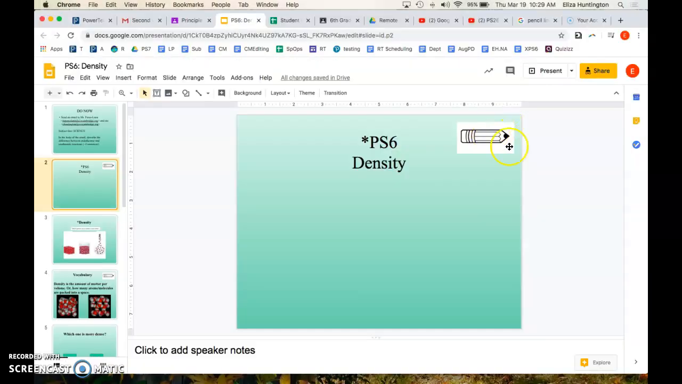Okay, today's lesson is PS6 density. Go ahead and write down this title. I lost my old pencil, so this is the new pencil we're using. Hope that's okay. All right, PS6 density.